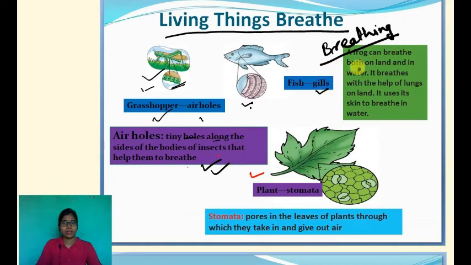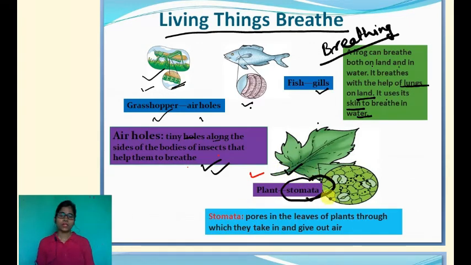A frog can breathe both on land and in water. On land, a frog uses lungs, and in water, a frog uses its skin to breathe. And how do plants breathe? Through stomata. What are stomata? Stomata are pores in the leaves of plants through which they take in and give out air.